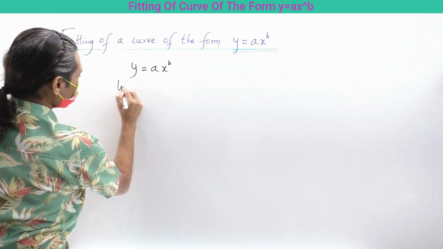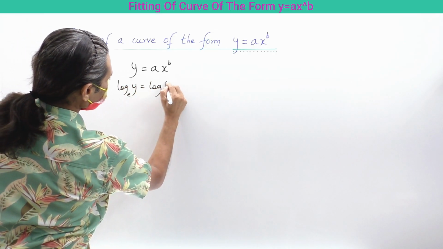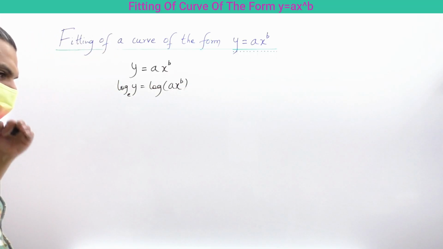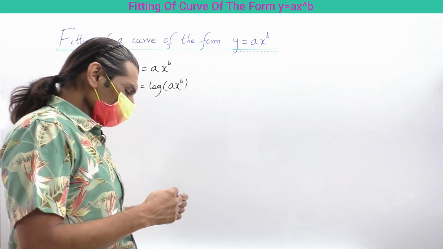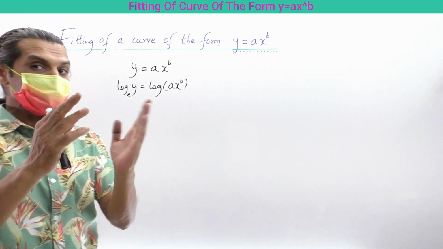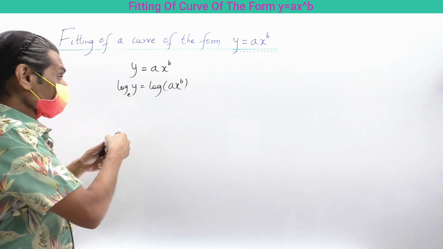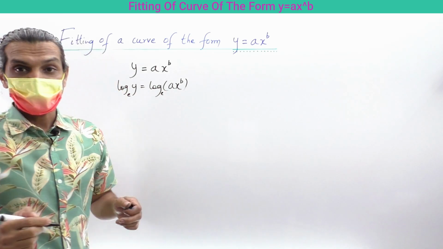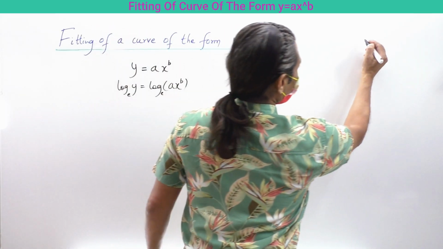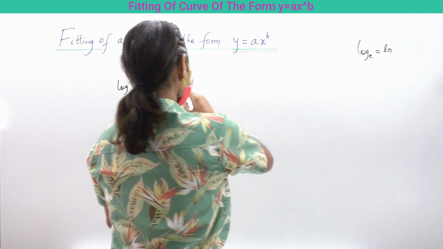When I apply log on both sides, log of y to the base e is equal to log of a x raised to b. Now, let us apply the principles of log. You know that log of a into b is log a plus log b. And remember, here we are using the natural logarithm, that is log to the base e. It can also be written as ln, so log to the base e is also equal to ln; both are the same. I am making use of log here.